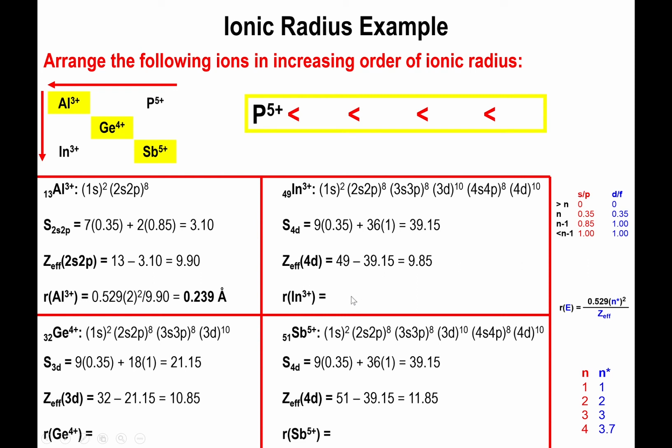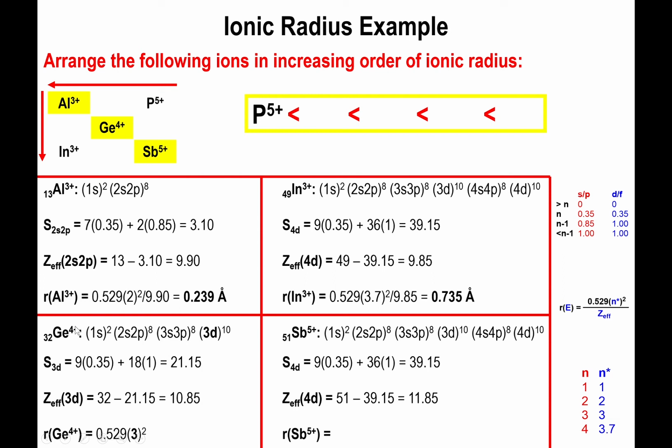Now for indium, similarly, we do the same thing, but here is the one thing you have to be aware of. We're dealing with a 4d electron set as the valence set, and because the value of n equals 4, take a look at the table here. When n equals 4, n star has to be 3.7, so you have to multiply 0.529 not by 4 squared, but rather by 3.7 squared. And you divide this by the effective nuclear charge, which is 9.85. And when you carry out the multiplication and division, you find out that the ionic radius is 0.735 for indium 3+.